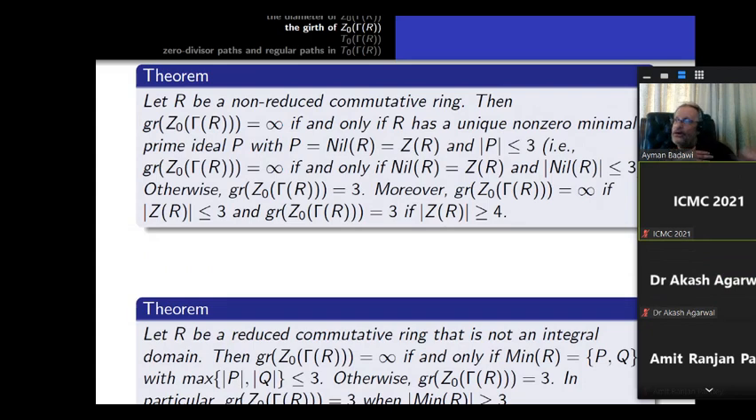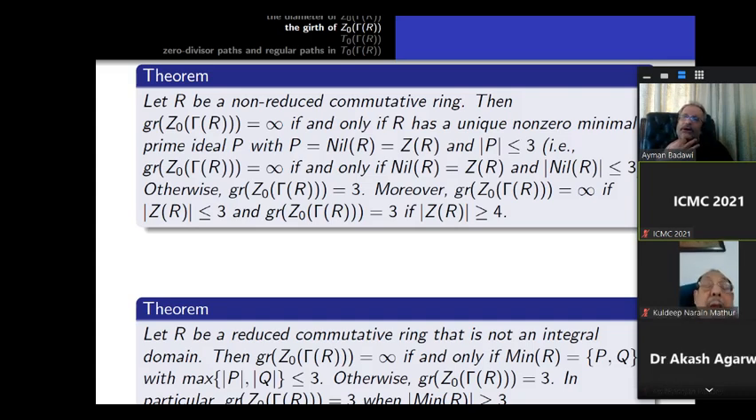Here we study the girth. And let me remind you what we mean by girth. Girth is the length of the shortest cycle in the graph. And what do I mean by length? The number of edges we use to construct a cycle. This is exactly what we mean by girth. And of course, if we don't have a cycle in the graph, then the girth will be infinity.